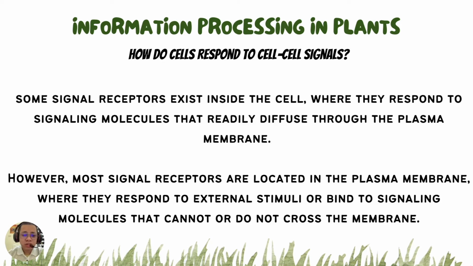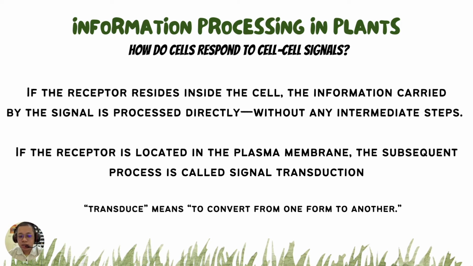Now, some signal receptors exist inside the cell where they respond to signaling molecules that readily diffuse through the plasma membrane. However, most signal receptors are located in the plasma membrane where they respond to external stimuli and bind to signaling molecules that cannot or do not cross the membrane. If the receptor resides inside the cell, the information carried by the signal is processed directly without any intermediate step. If the receptor is located in the plasma membrane, the subsequent process is called signal transduction.